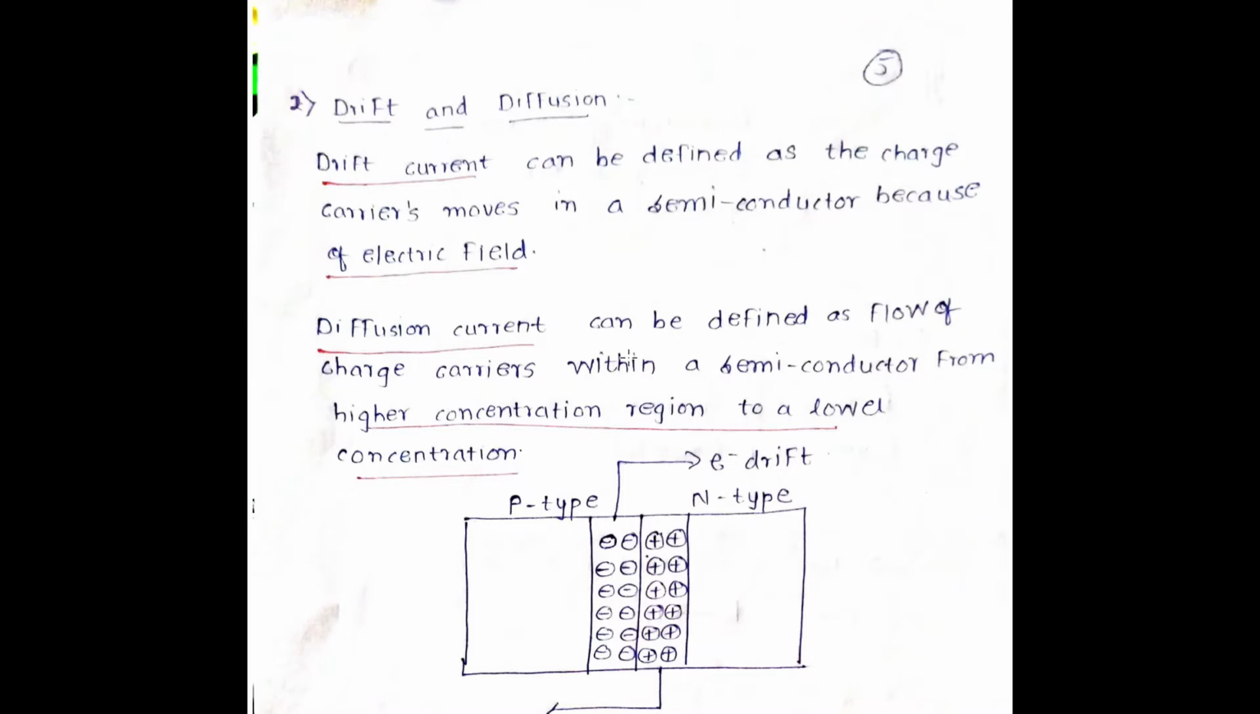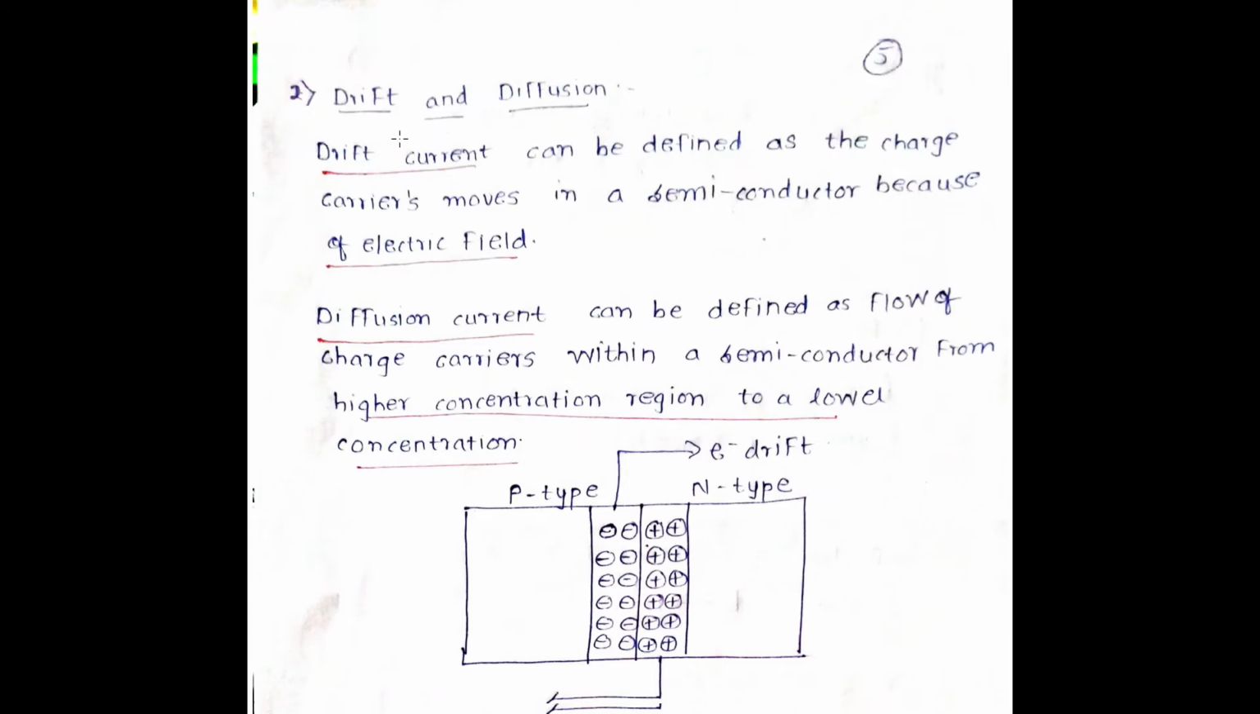So what is a drift current? A drift current can be defined as the charge carriers moving in a semiconductor because of the electric field. So whenever there is a movement of charge carriers in a particular conductor, semiconductor I can say, because of electric field, that current is called the drift current. Drift current can also be regarded as a minority charge carrier current.